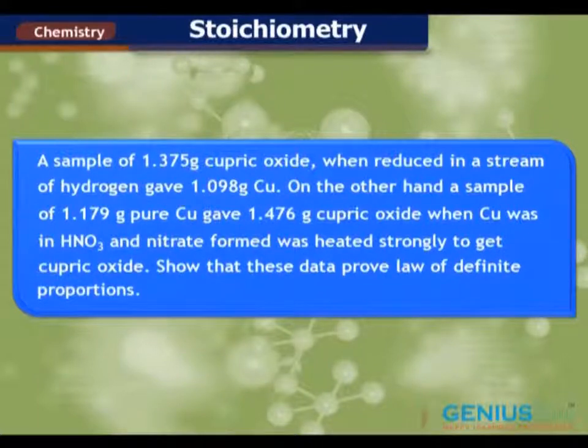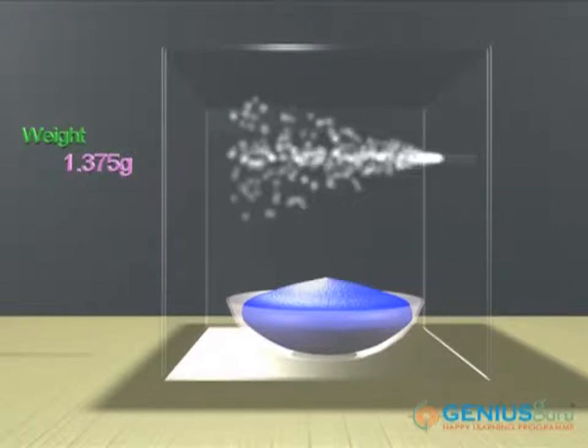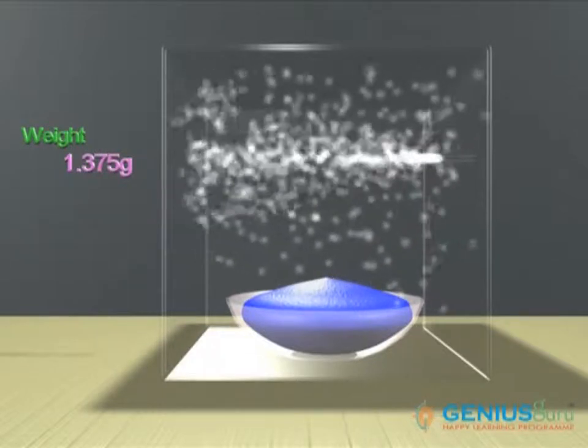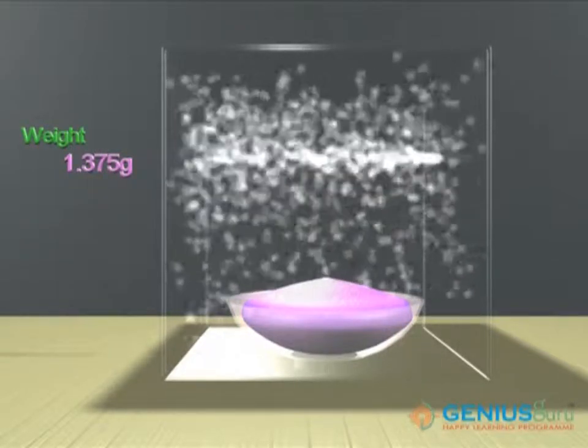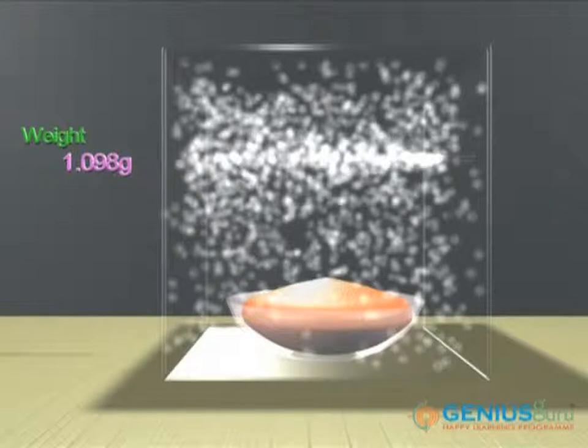Look at the given problem. When you read this question, there are two experiments. In the first one, 1.375 grams of cupric oxide is reduced in a stream of hydrogen. Then it gives 1.098 grams of copper. That means when you take 1.375 grams of cupric oxide and reduce it with hydrogen, certainly it gives copper. The amount of copper produced is 1.098 grams.